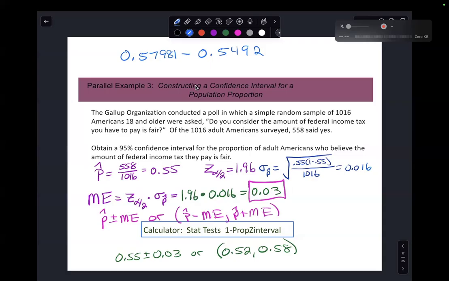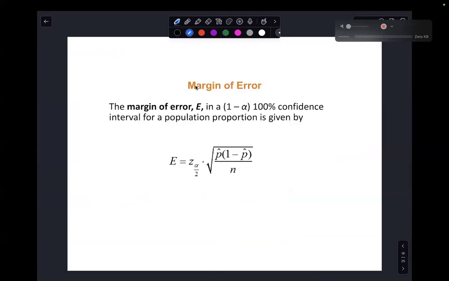All right. Pop over to the next screen, maybe. I already said this. So many times they'll just use a capital E for margin of error instead of the ME that I use. They'll just use the capital E. And this is just your margin of error. I already did this. I kind of incorporated the whole thing earlier. So it's just your critical value times the standard deviation.